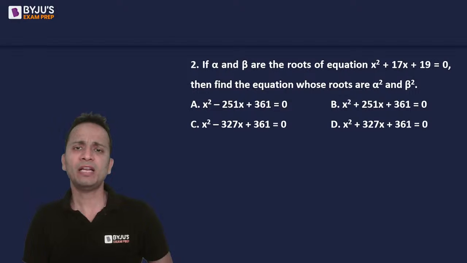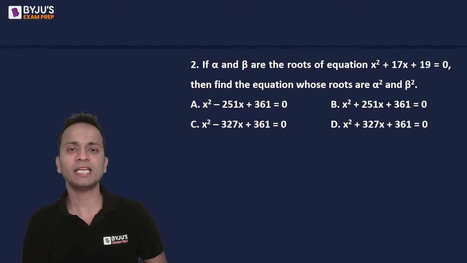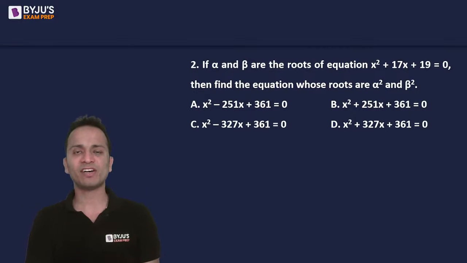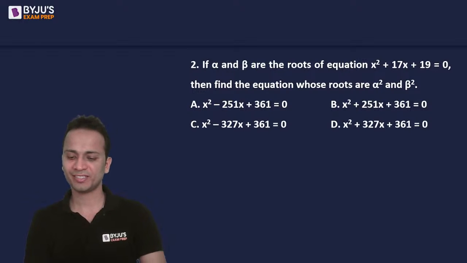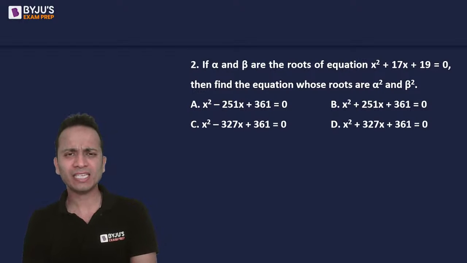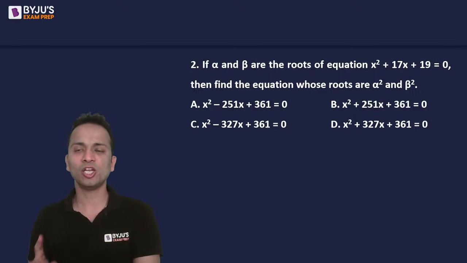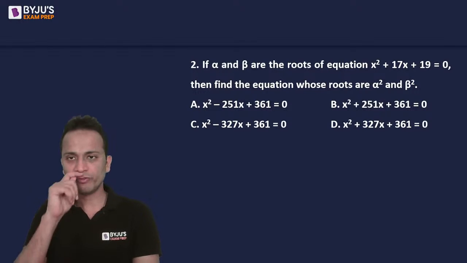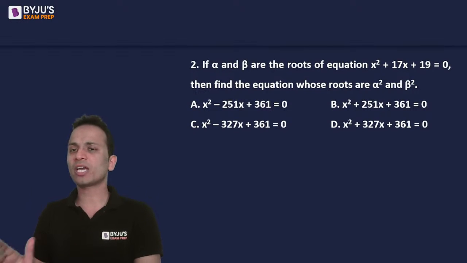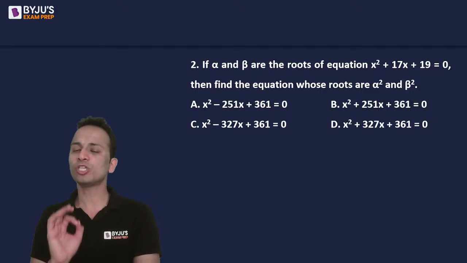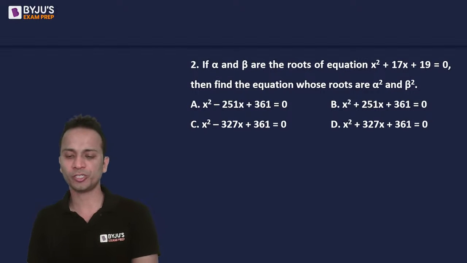Question number 2: if alpha and beta are the roots of the equation x square plus 17x plus 19 equal to 0, then find the equation whose roots are alpha square and beta square. Now, not an easy question, I would say, but you must know the logic, the concept behind these types of questions. I will try to give you the shortcut method. I'll not give you the conventional way of solving this. I'll give you the shortcut method of solving this question.